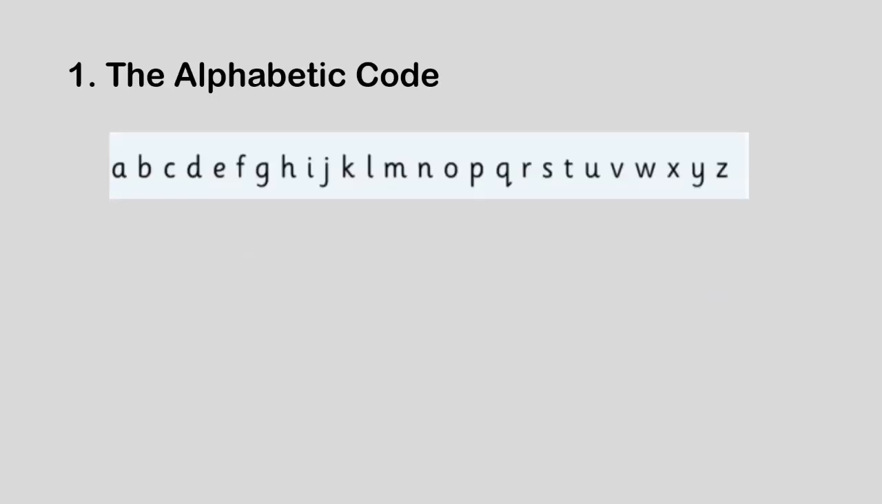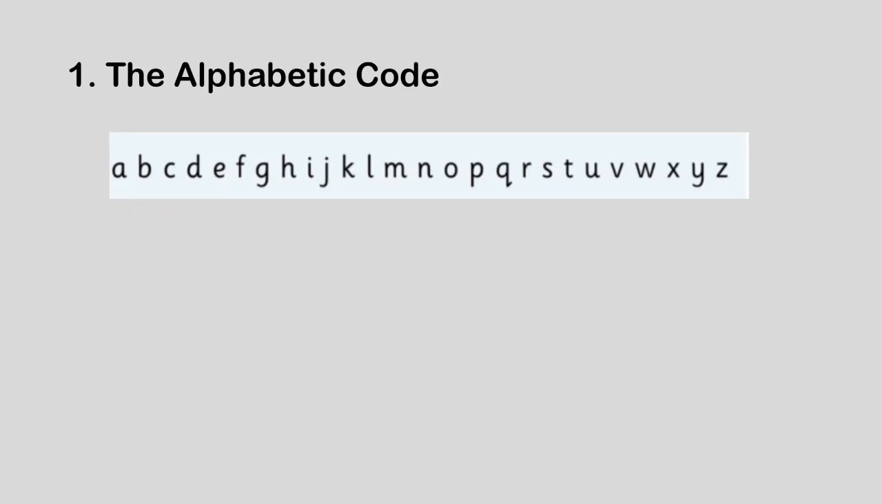So a little bit more about each of those aspects. First of all, the alphabetic code. So we have the alphabet. Now you will have noticed there are 26 letters in the alphabet, but I said there are 43 to 44 different phonemes. So already we can see there are going to be some complexities.